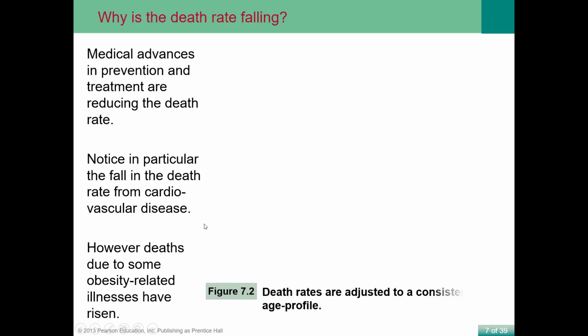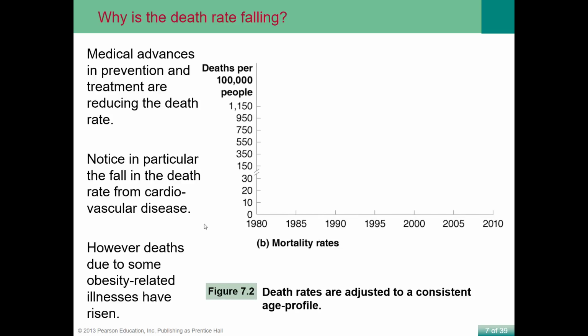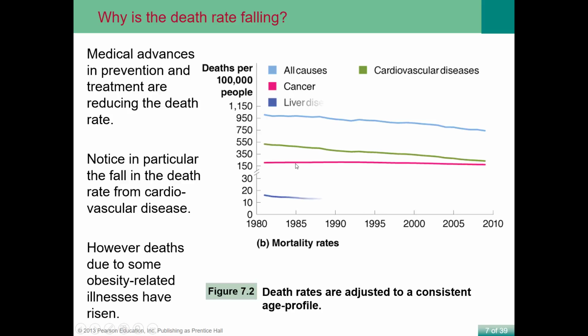We're going to talk about a couple of different diseases. For all causes, the general death rate has gone down, right? The blue line. But some diseases have gone up. Cancer has been fairly flatline. Cardiovascular disease, on the other hand, the more we know about the causes and the treatments that we can provide, the death rate has gone down.